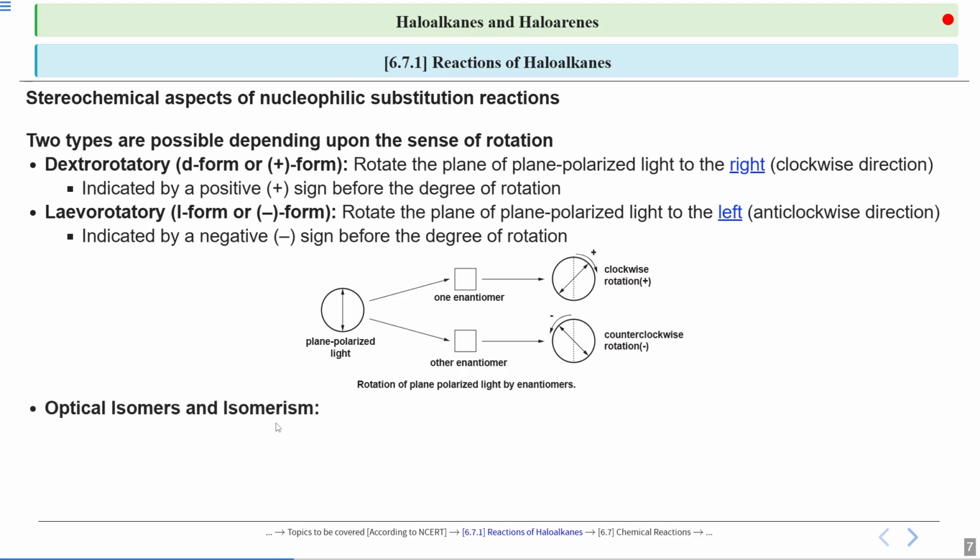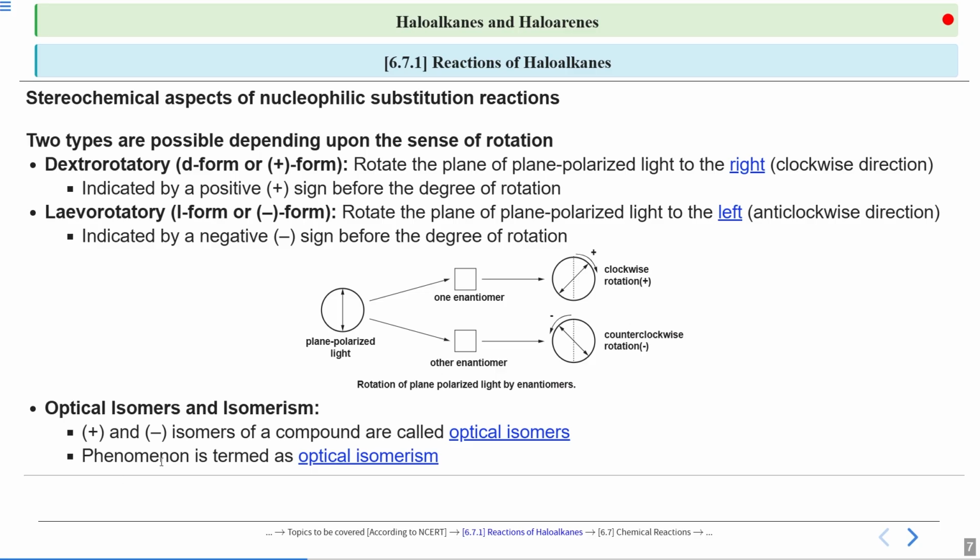Optical isomers and isomerism. Positive and negative isomers of a compound are called optical isomers. Okay, so for a compound, if you get positive and negative isomers of that particular compound, that means it's the dextrorotatory and levorotatory form. Then they are called optical isomers of that compound. This phenomenon is termed as optical isomerism.